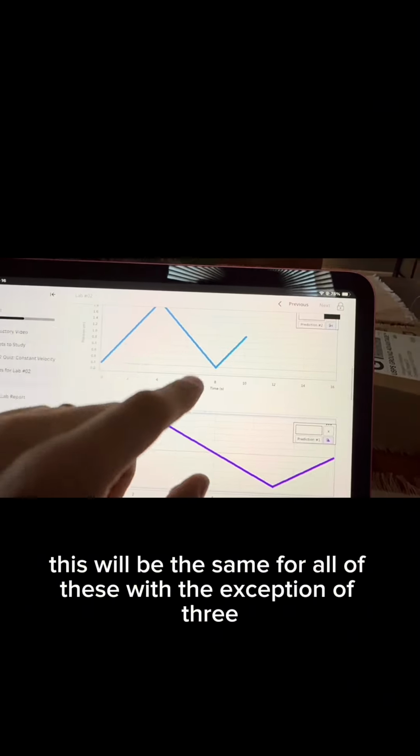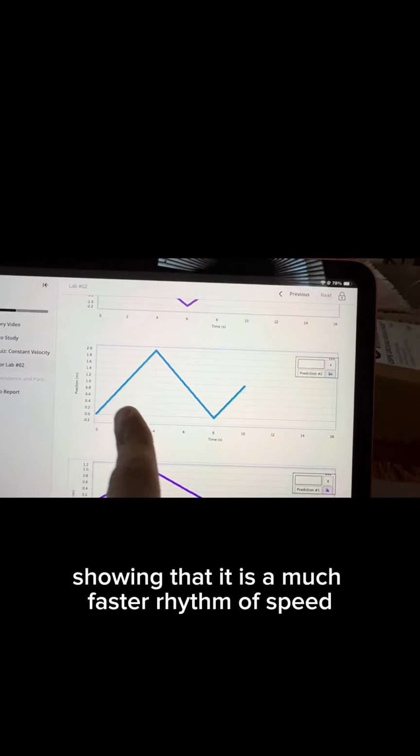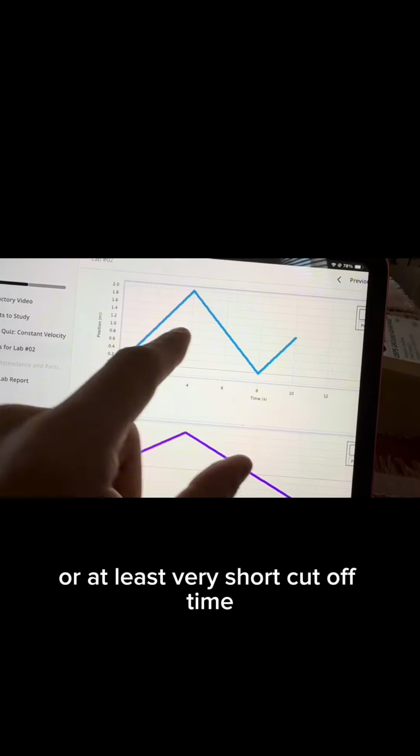This will be the same for all of these, with the exception of 3. 3 is cut a little bit short at 10 seconds, showing that it is a much faster rhythm of speed, or at least a very short cutoff time.